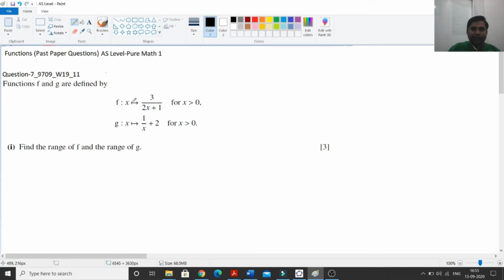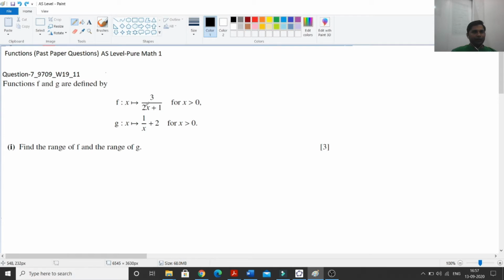Let's quickly begin. So first question is: functions f and g are defined by f(x) is equal to 3 over 2x plus 1 for x greater than 0, and g(x) is 1 over x plus 2 for x greater than 0. We need to find the range of f and g. So as it is a hyperbolic function, if we keep on increasing the values of x, the value of y will keep on decreasing. It means when x is tending towards infinity, the value will be 0.